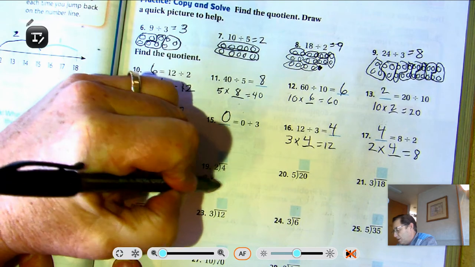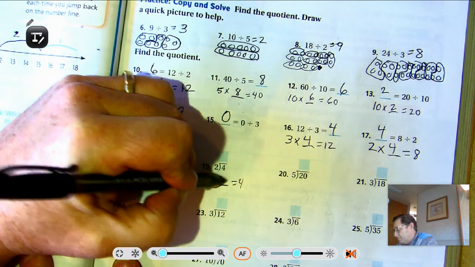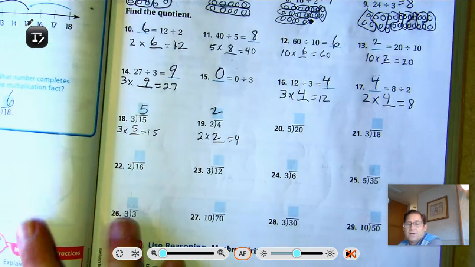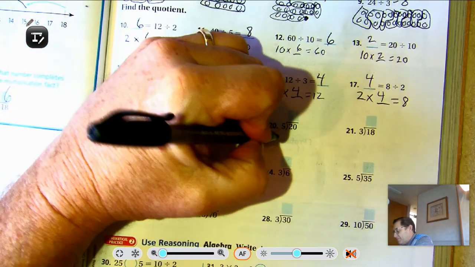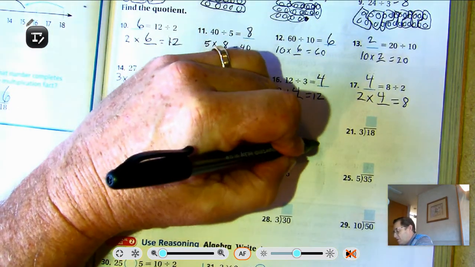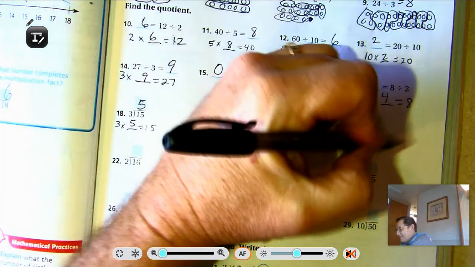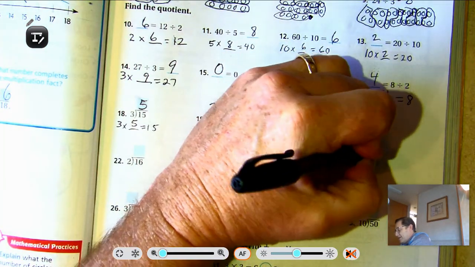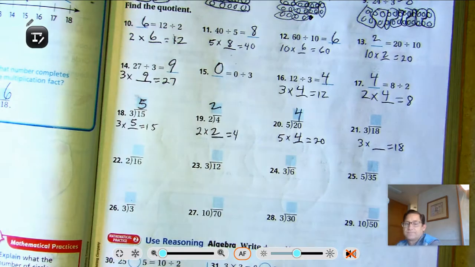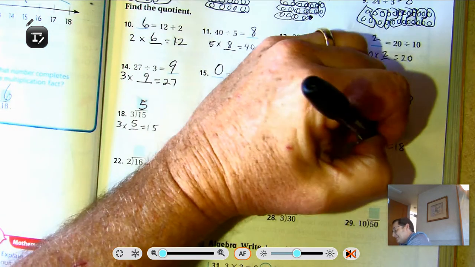2 times what is 4? 2. 20 divided by 5. So 5 times what is 20? 4. 18 divided by 3. 3 times what is 18? 6. 3 times 6 is 18.